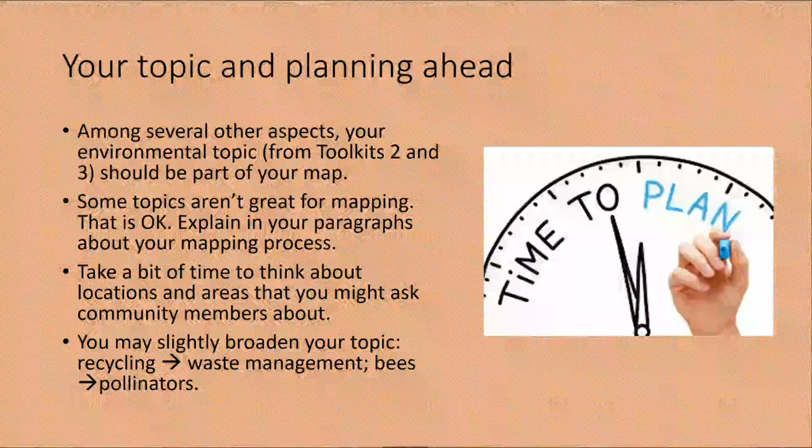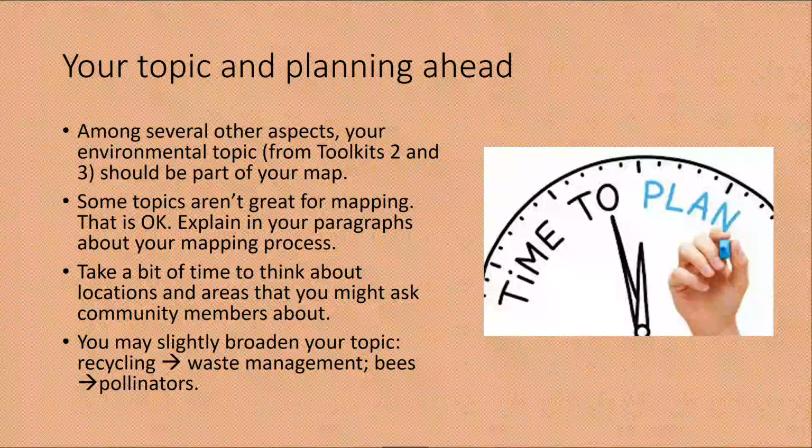The first thing that you can do is start planning before you talk to your community members. Among several other aspects that must be included in your map, you should be talking about your environmental topic that you selected from toolkits 2 and 3, and that should be included in there, right? So some topics are good for mapping and some are not so much, because there's just not that many things that are locations or areas that are associated with them, and that is perfectly fine. You can explain that when you are writing your few paragraphs about your mapping experience.